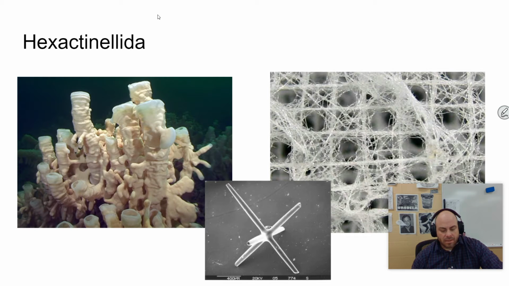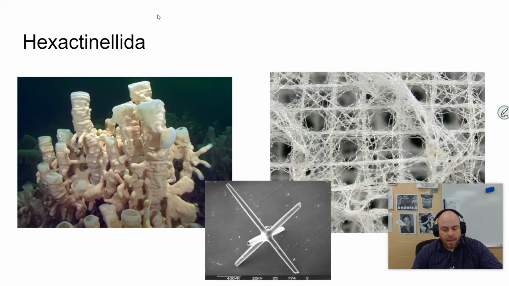Hexactinellida is the glass sponges, and these are among the longest living organisms on Earth. Some of them, science has estimated, live up to 15,000 years, which is a pretty long time. That means that there are sponges out there that were around when civilization first started. Most of them are located in the really deep sea, usually in really cold environments. Of course, the deep sea is going to be inherently cold, but there are some in more Arctic regions.